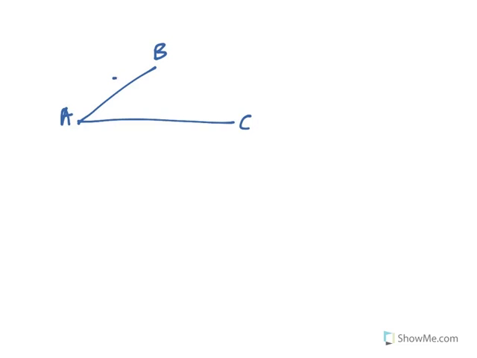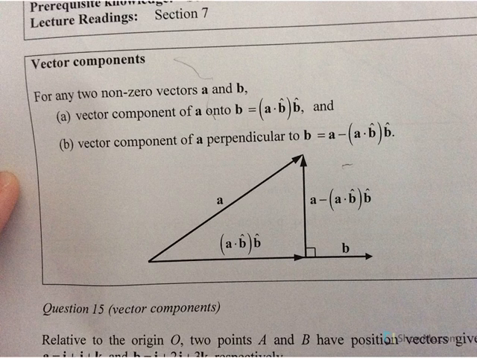This is the AC. This is AB, this is AC. So to find the vector component of AB perpendicular to AC, there are actually two methods. Number one, I'm using just your lecture question, the lecture notes, your comprehensive notes. Vector component of A perpendicular to B, we can use this formula, which is A minus A dot B hat times B hat.